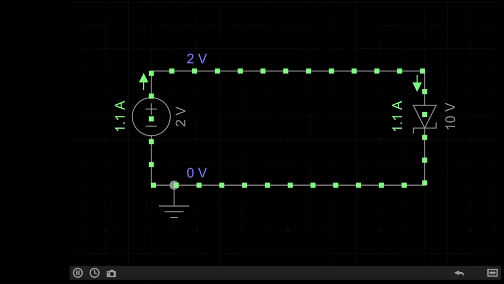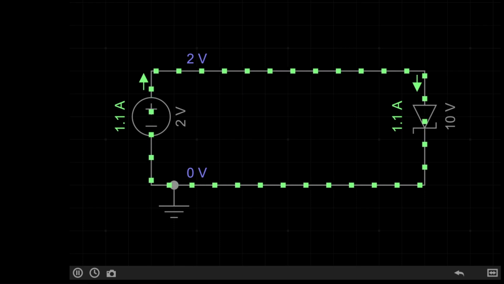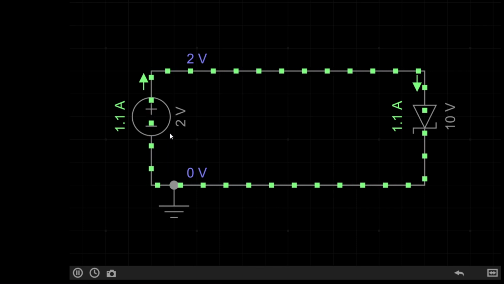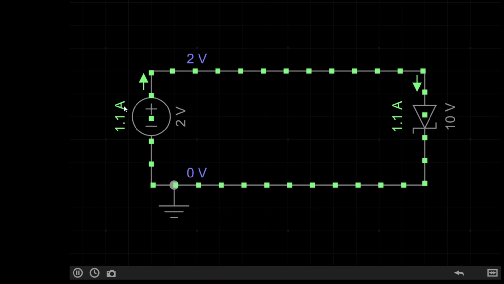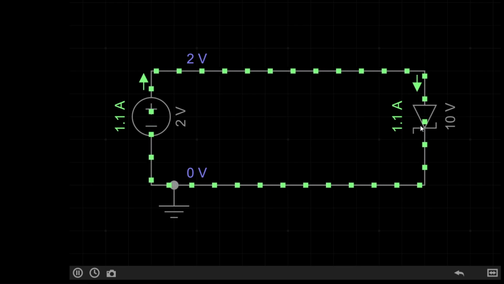Hi, this video will explain what a Zener diode is, how they differ from standard diodes, and we will look into some common applications for them. In this circuit, I've got a 2V DC or direct current supply in series with a forward biased Zener diode.